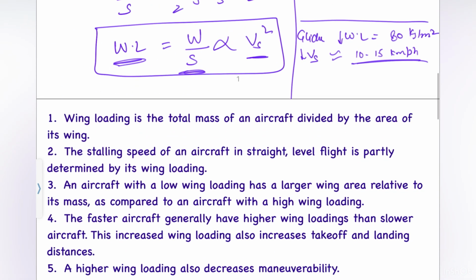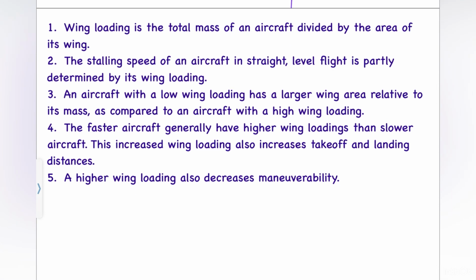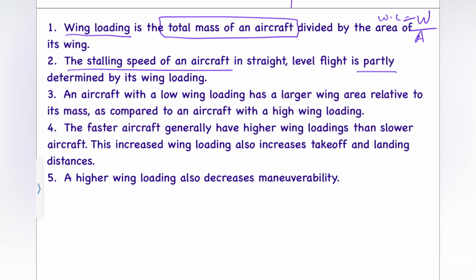There are a few points which I have written for the wing loading. I hope I have covered all the points. So we'll go through each one of them one by one. The wing loading is the total mass of an aircraft, which we have written W, divided by the area of its wing. Correct? The stalling speed of an aircraft in straight flight is partly determined by its wing loading. Yes, wing loading is directly proportional to the stall speed square. So a high wing loading has a higher stall speed, correct, for the transport, as we had explained.